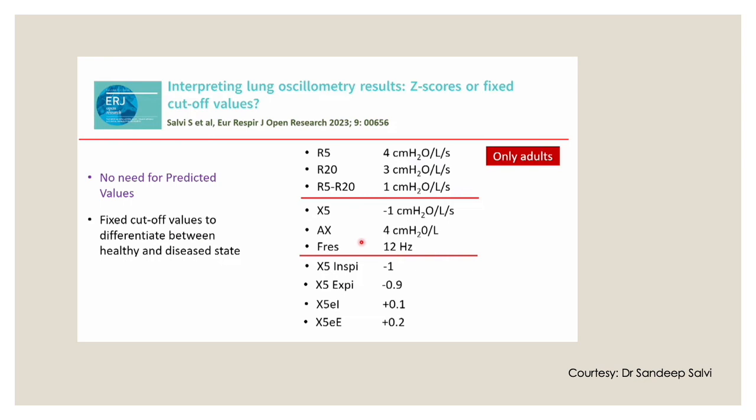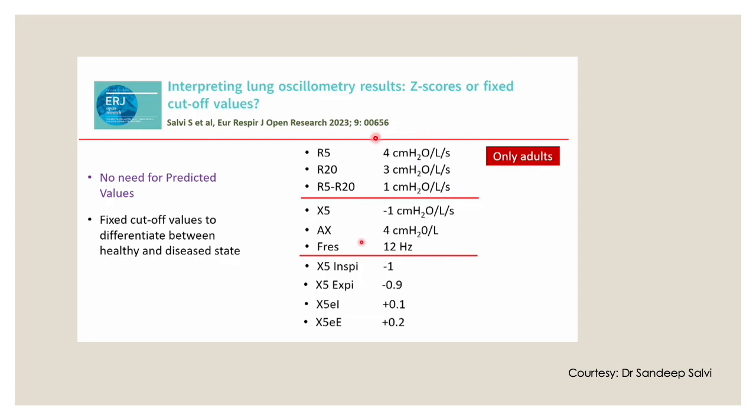Things have become simpler and clearer after a lot of dedicated research on lung oscillometry results by Dr. Salvi, and this is his editorial in ERJ 2023, which mentions that there may not be any need of predicted values, and you could use a fixed cutoff to differentiate between a healthy and a disease state. However, this has only been deduced in adults. For children, we may still need those equations because in children, the compliance and the resistance change with age.